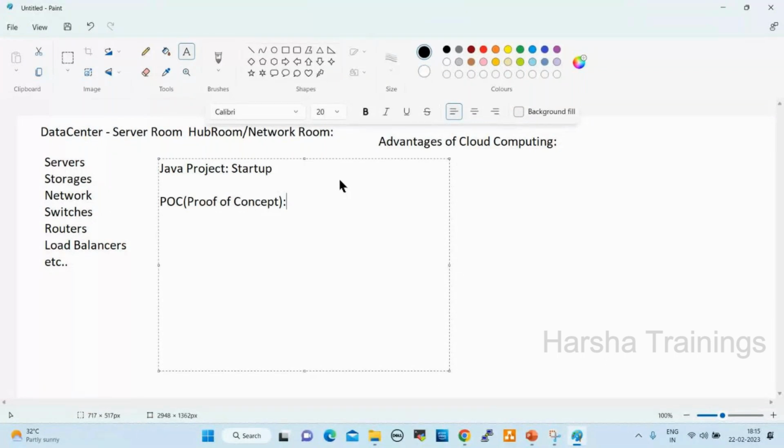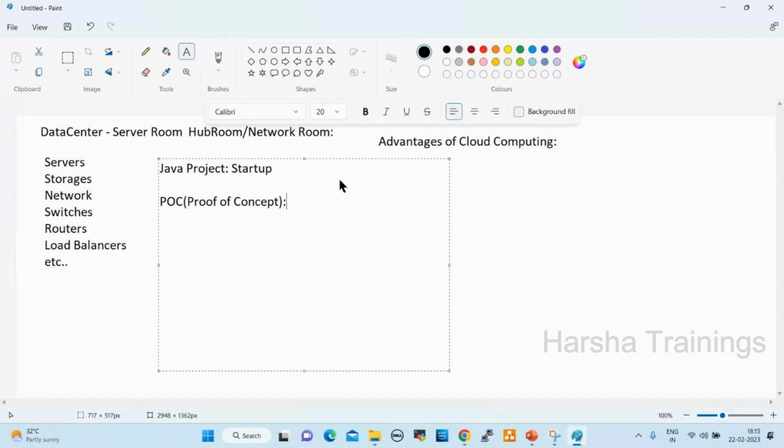Anyone, what is proof of concept? We need to showcase something, proof, right? For example, if you want to buy any laptop or mobile, what will we check? Some proof, some testimonies, right? And then only we'll proceed to buy the mobile or laptop, right?